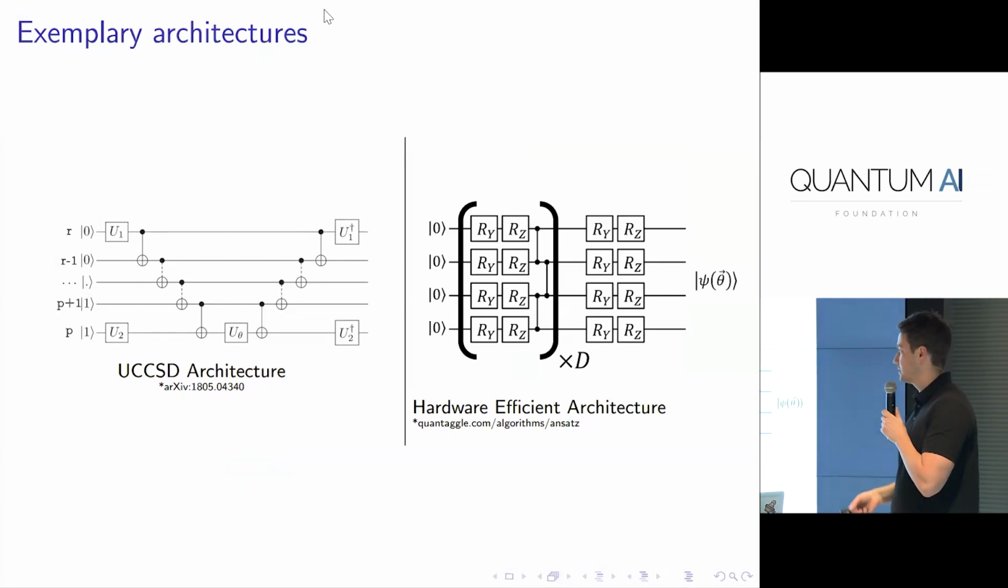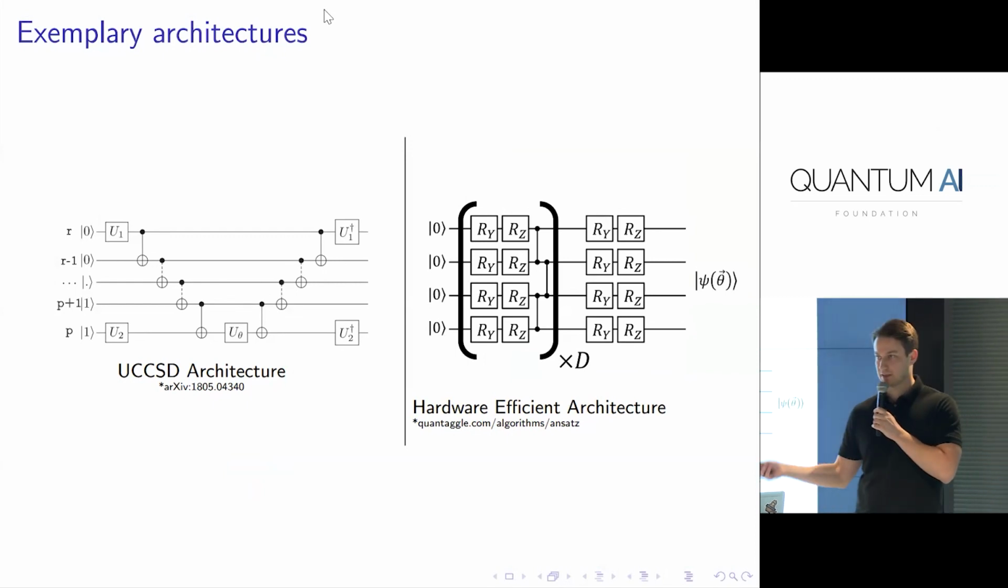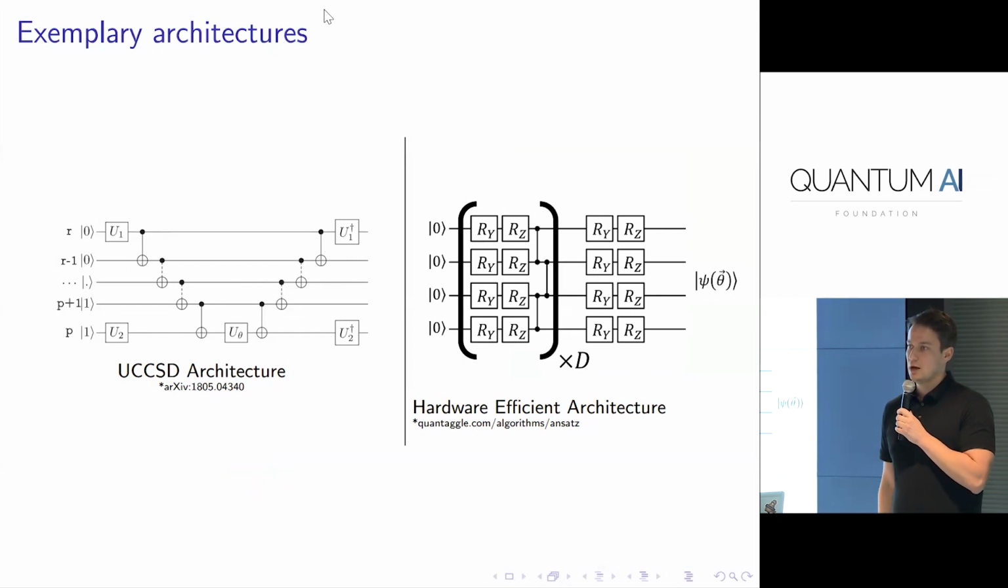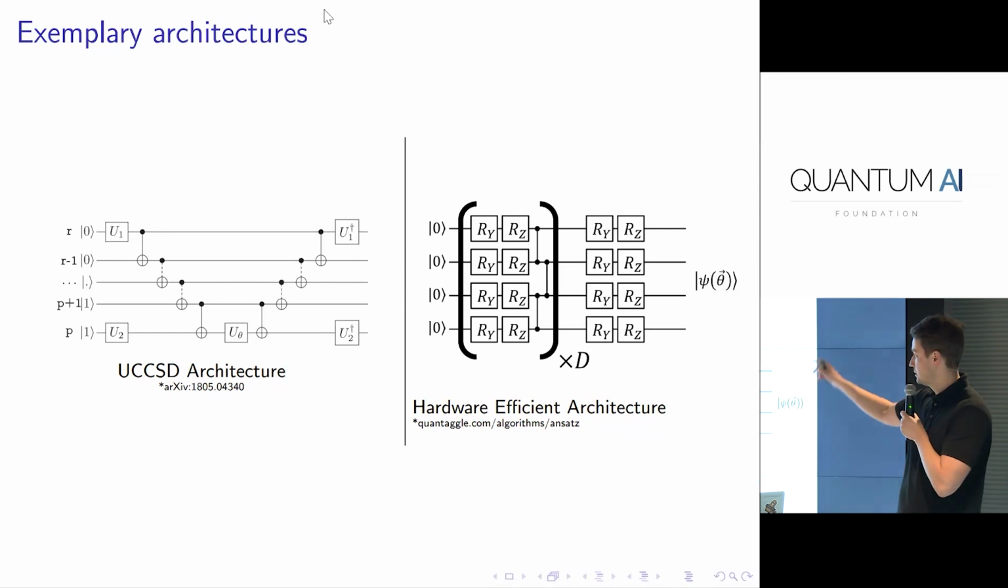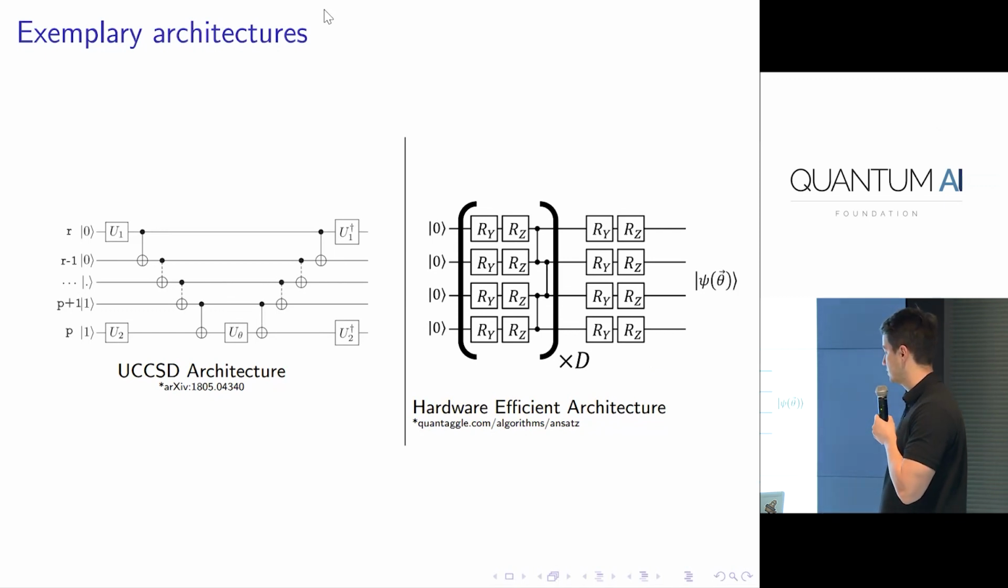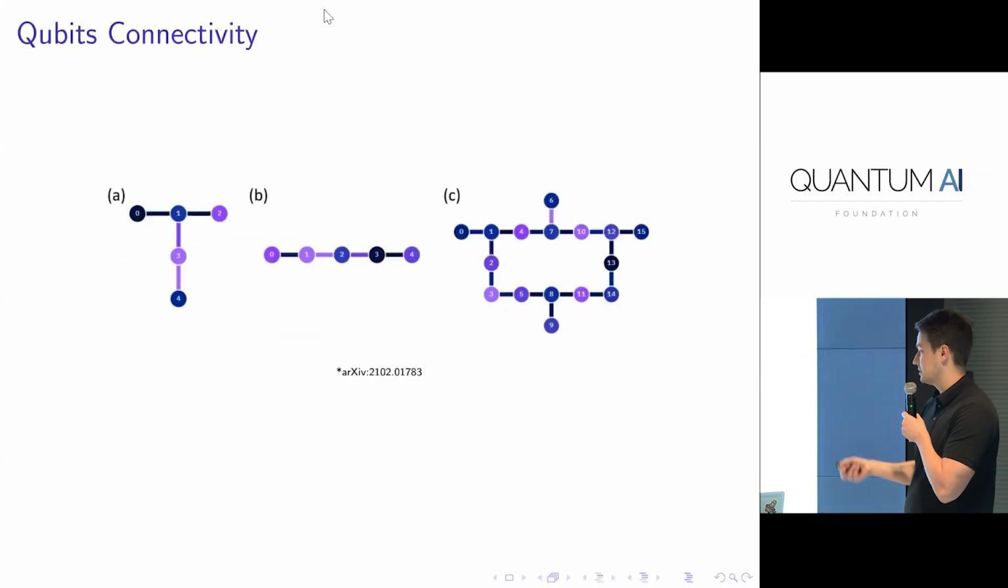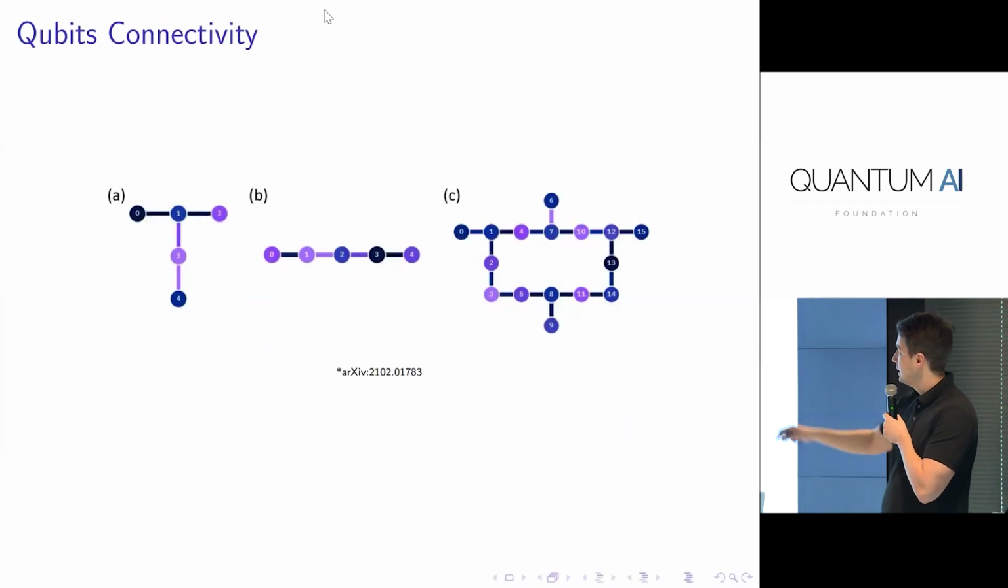Some exemplary circuits. For example, on the left we have the UCCSD architecture. This is a physically motivated architecture, which usually constitutes a lot of gates, which is not a desired property. On the other hand, on the right-hand side we have the hardware efficient architecture, and as you can see, it is a very simple structure. So we have those blocks in the brackets with 2 layers of rotation gates and the full ladder of 2-qubit gates.